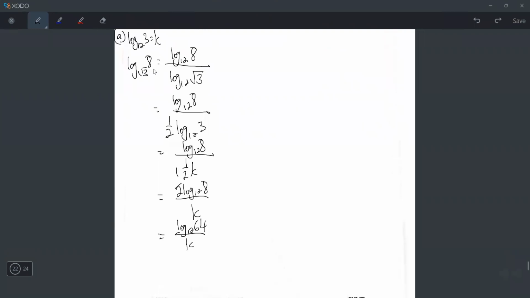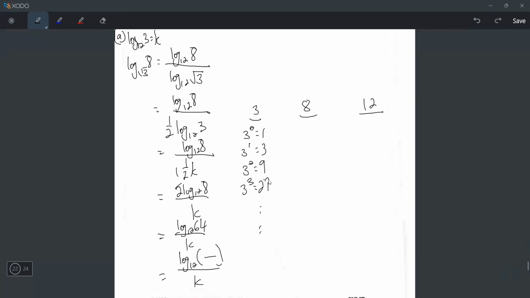I have to think about what number. Give me 64. Okay. So we have base 3, base 8, base 12. 3 power 0 is 1, 3 power 1 is 3, 3 power 2 is 9, 3 power 3 is 27, and so on. 8 power 0 is 1, 8 power 1 is 8, 8 power 2 is 64, 8 power 3 is 512, and so on.